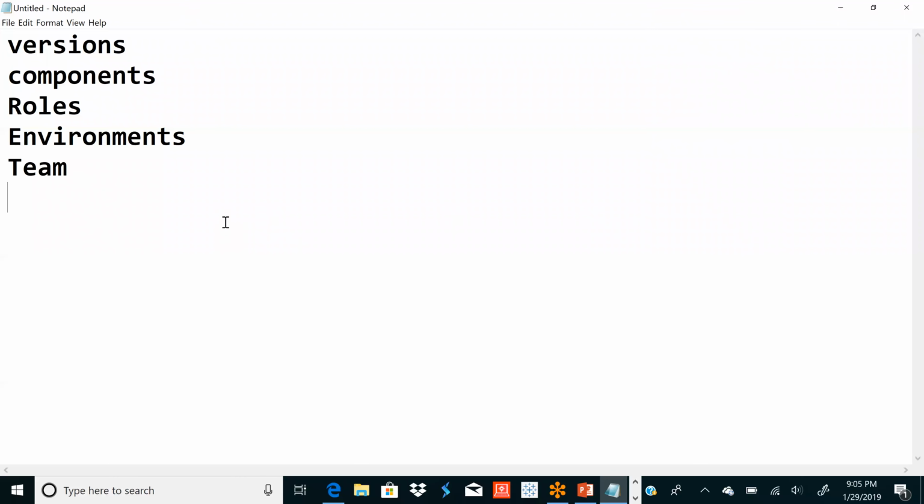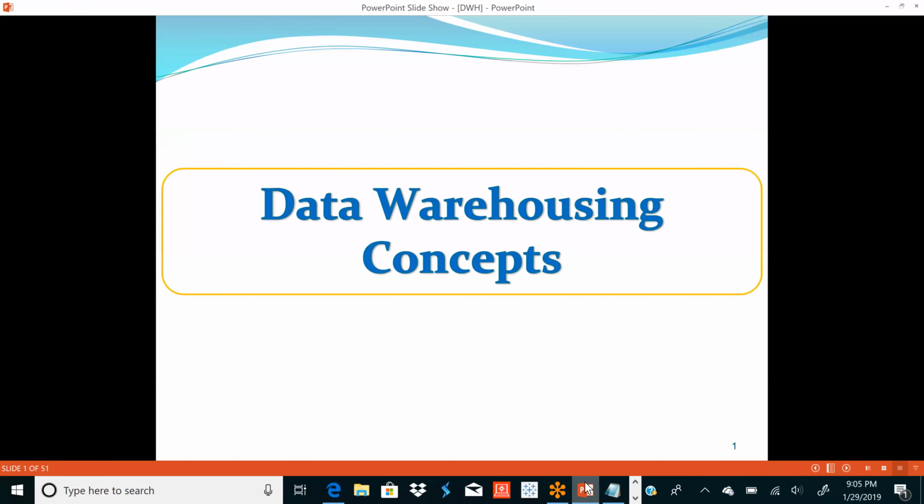Okay, then let's get started with today's session. What is our primary agenda? It is data warehousing concepts. We need to understand the concepts in detail. Probably we'll spend 2 to 3 hours on data warehousing concepts before we switch to the MicroStrategy tool.